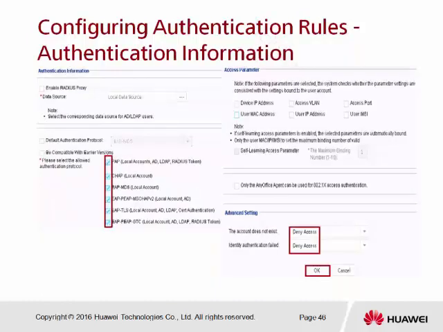Then the follow-up will be the authentication information. For the authentication, what kind of authentication do you allow? You can select all from here, support all. There are also some advanced settings. In the advanced setting you can use the rule over here to deny or permit when the account does not exist. Then don't forget to click OK to apply all the rules that you set previously.